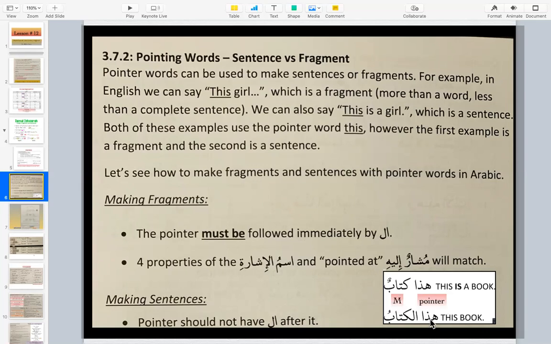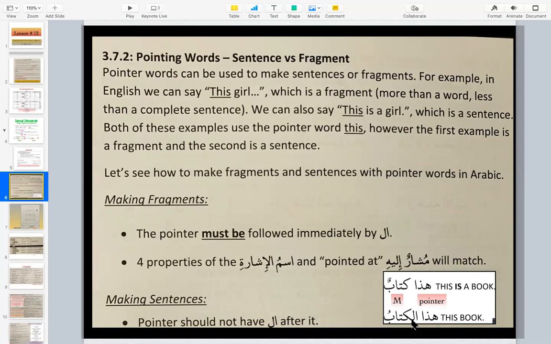So Haza, what is the status of Haza? It's not showing, so we're going to come back to it. Now, what is the number of Haza? This is singular. What is the gender of Haza? This is masculine. What is the type of Haza? Haza is always proper. Okay, all these small ishara are always proper. So this is proper.